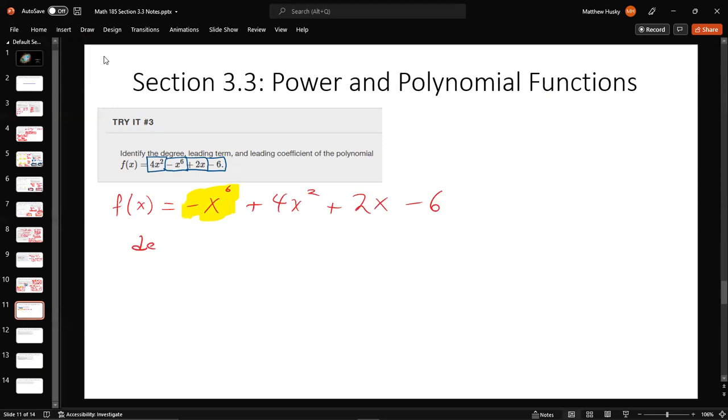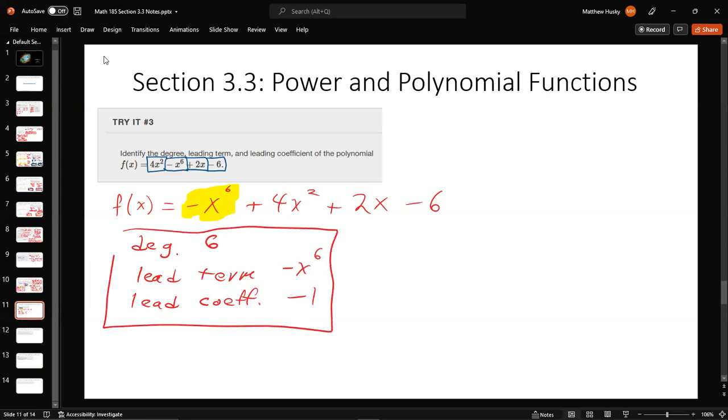So the degree is 6. Lead term is negative x to the 6th power. And then like before, if it's a minus, the leading coefficient would be -1, because you do need a number of some kind, not just a negative sign. So there you go. That would be the degree, lead term, and lead coefficient of that polynomial.